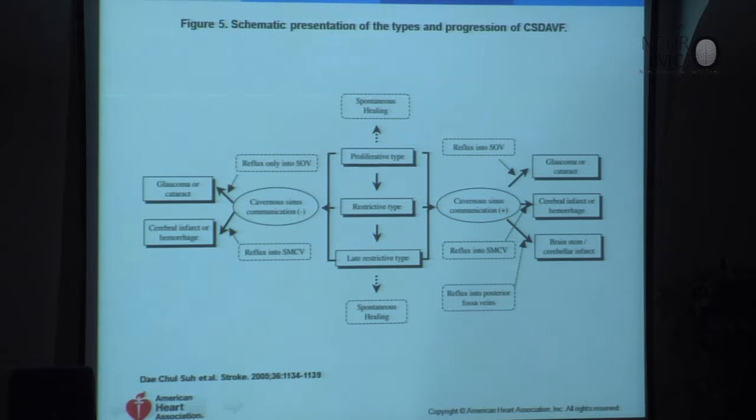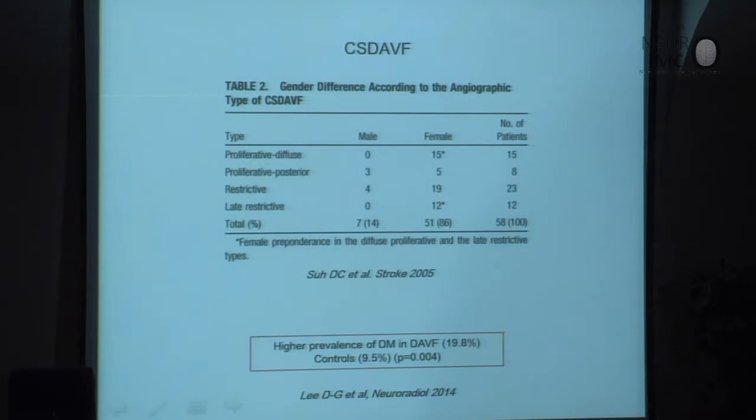So, according to the disease progression, it can lead to spontaneous healing or diverse clinical presenting patterns, as you see on the other sides, according to the cavernous sinus capture. That's why cavernous sinus dural AVF can show a diverse clinical pattern and sometimes complications. Interestingly, females are more common in cavernous sinus lesions, and overall diabetes is more common in our study compared to the normal population, probably due to hormonal status, ethnic difference, or angiogenetic factors, etc.